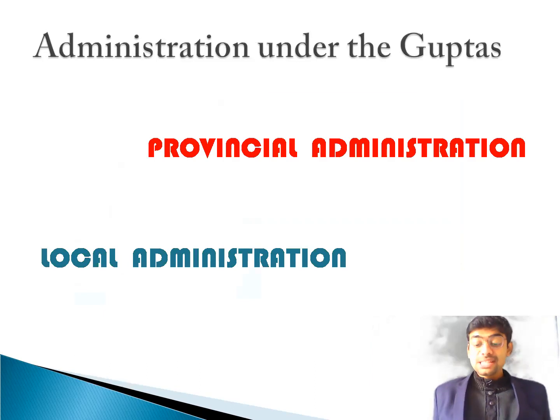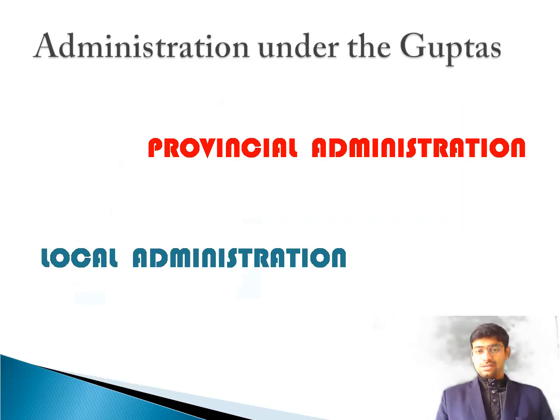Now we will talk about administration under the Gupta Empire. We need to talk about two things: provincial administration and local administration. Provincial administration means the state was divided into different provinces. We know that India is divided into many states and union territories. Like that, the Gupta Empire was divided into different provinces, like states. We will also talk about local administration, the administration in villages.